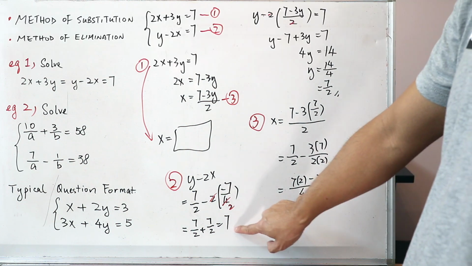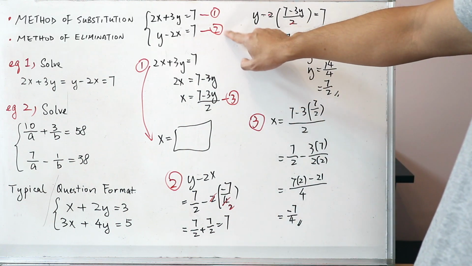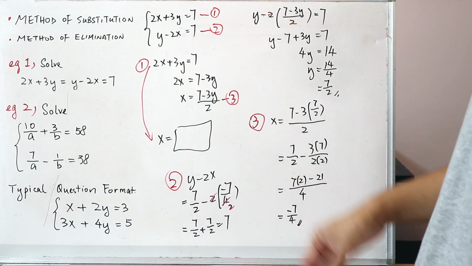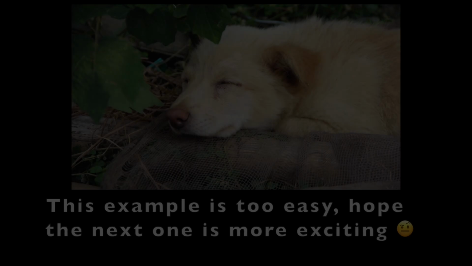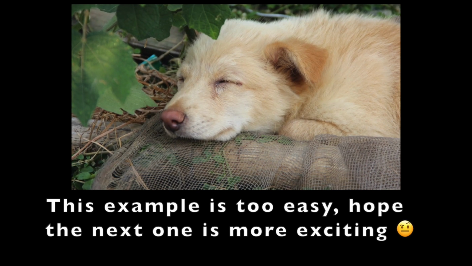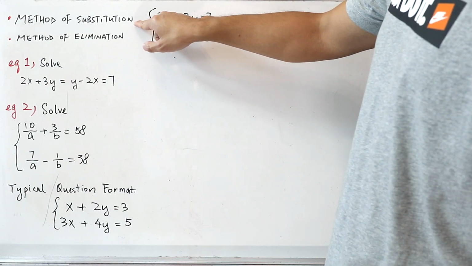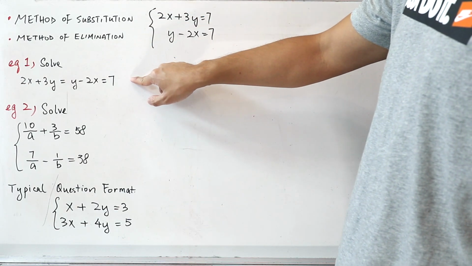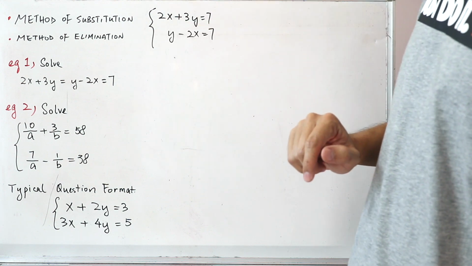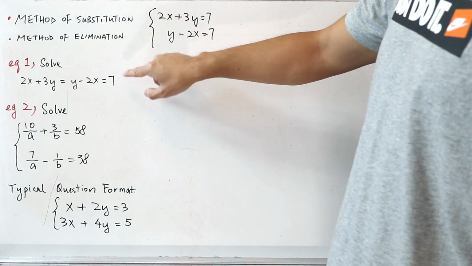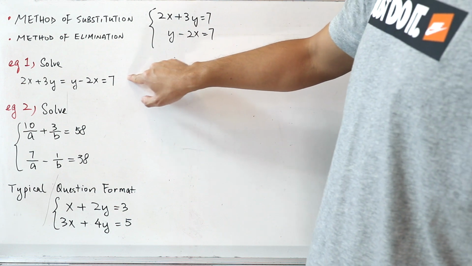So this is 7, which is the same as the right-hand side of equation 2. So we're pretty sure that our answer is correct. So I just used the method of substitution to answer example number 1. How about the method of elimination? How can we use this method to find the values of x and y for this question?